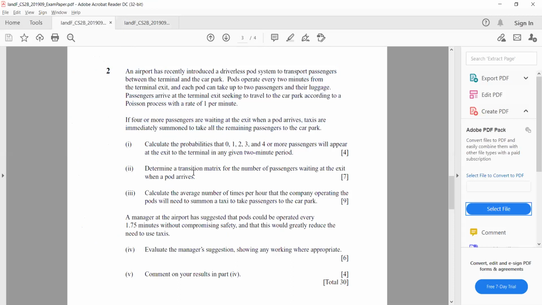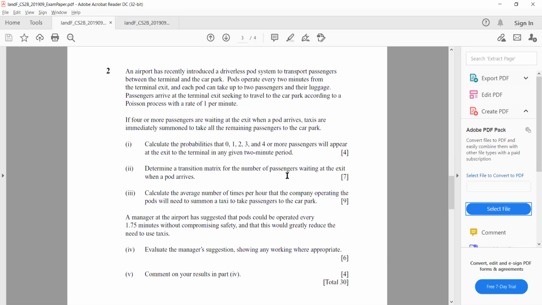Next is: determine a transition matrix for the number of passengers waiting at the exit when a pod arrives. So here my time step is going to be when a particular pod arrives. And the pods operate every 2 minutes. So basically one step here will be nothing but 2 minutes. That is what my one step is going to be here. So now we need to determine the transition matrix of the number of passengers waiting at the exit when a pod arrives.